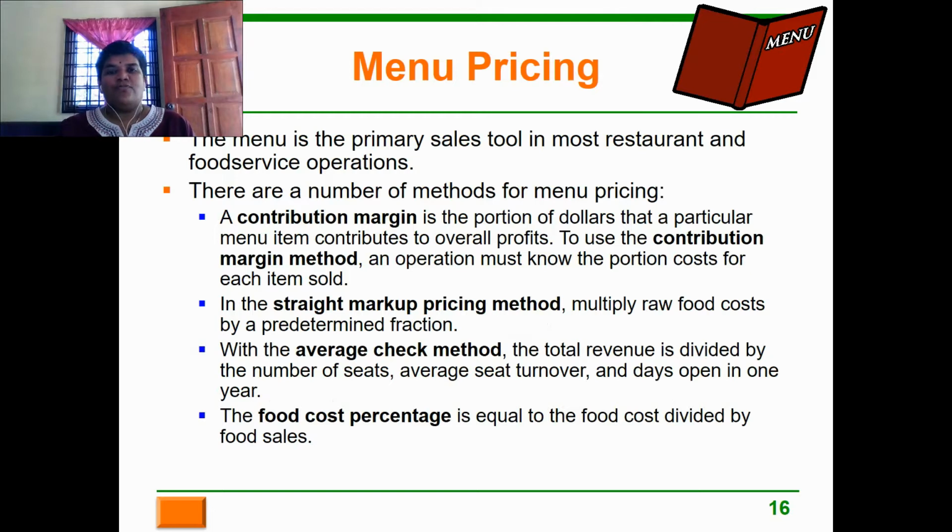There are a number of methods for menu pricing. The first method is contribution margin. Contribution margin is the portion of dollars that a particular menu item contributes to overall profit. To use the contribution margin method, an operation must know the portion cost for each item sold. In the rate markup pricing method, multiply raw food costs by a predetermined fraction. With the average check method, the total revenue is divided by the number of seats, average seat turnover, and days open in one year. Again, we are talking about food cost percentage, which is equal to food cost divided by food sales.